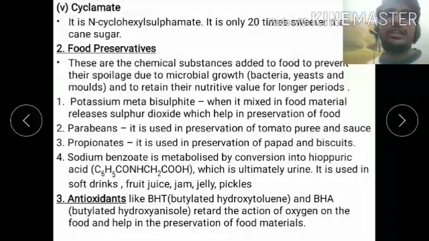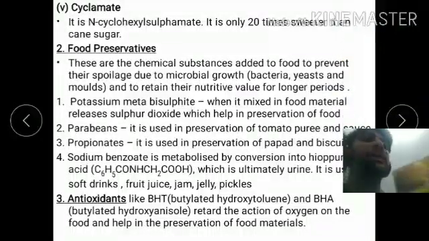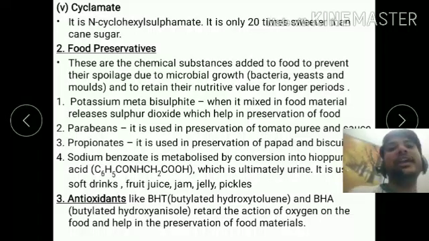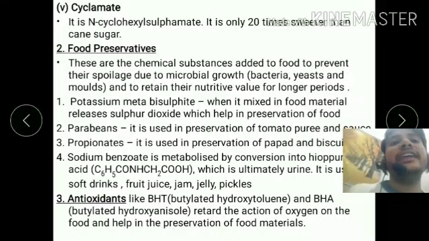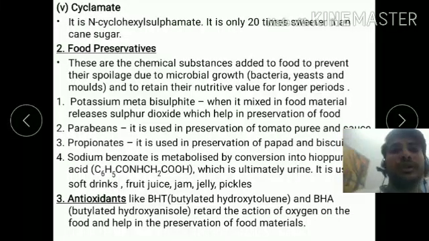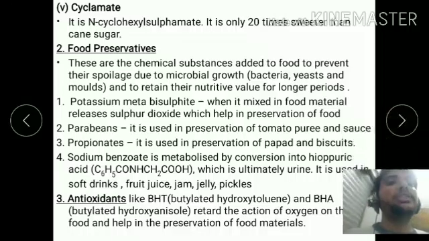So the fifth one is cyclamate. Cyclamate is another artificial sweetening agent, and it is N-cyclohexyl sulfamate. It is only 20 times sweeter than cane sugar.